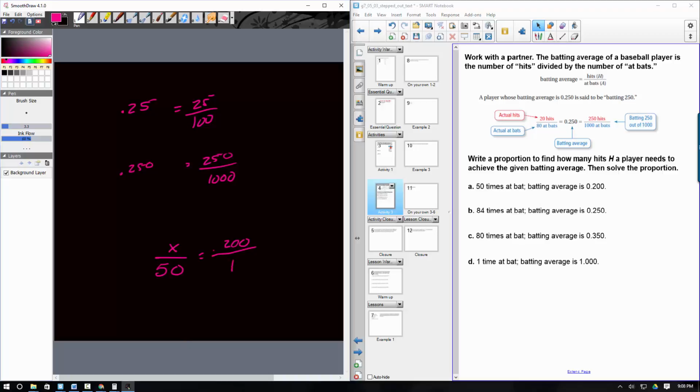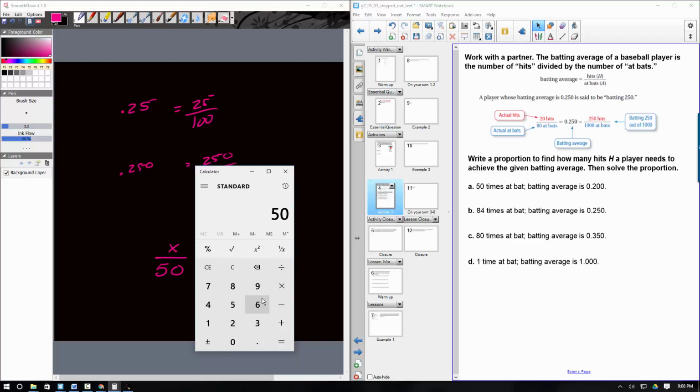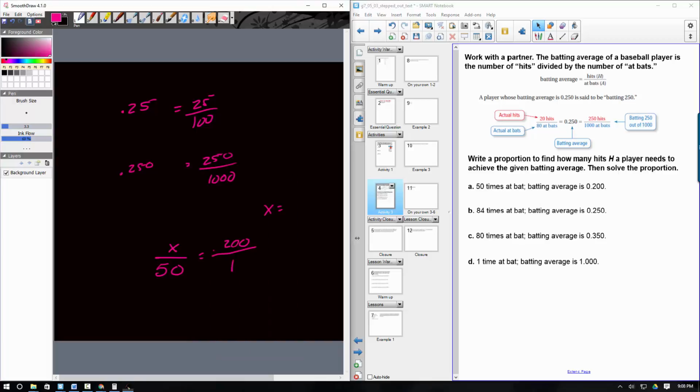So let's do that now, where I'm going to do my cross multiplying. And if I take 1 times x, I get x equals 50 times 0.200, right? Well, let's just do that. So I take 50 times 0.2. I could just leave it at 0.2. It's the same thing as 0.200. I get 10. So let's see if that's accurate. So x equals 10.